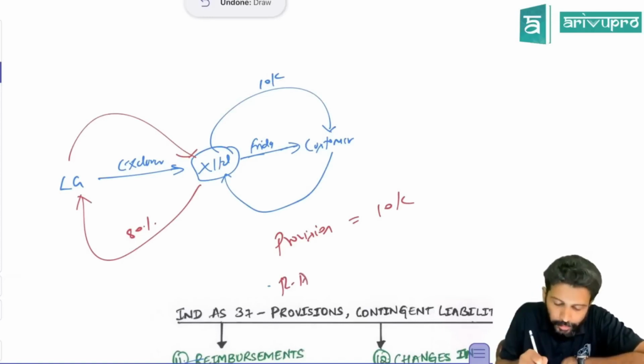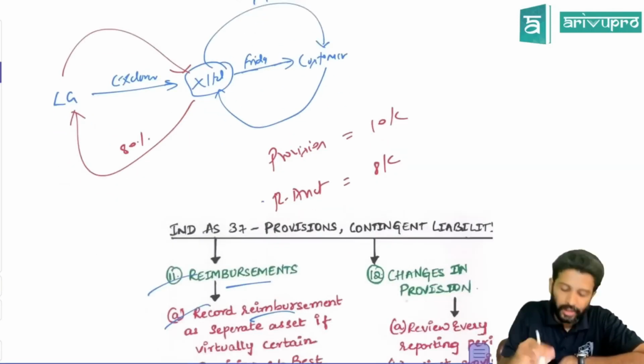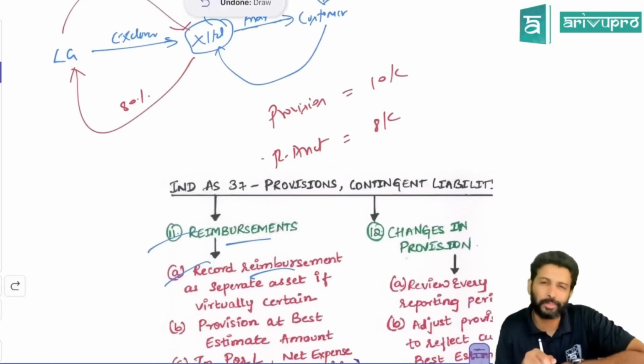he has a right to get this money as reimbursement. That means he will book something called a reimbursement asset. In this case, for example, what? 10,000 into 80%, which is 8,000. That we are referring to here as reimbursement.